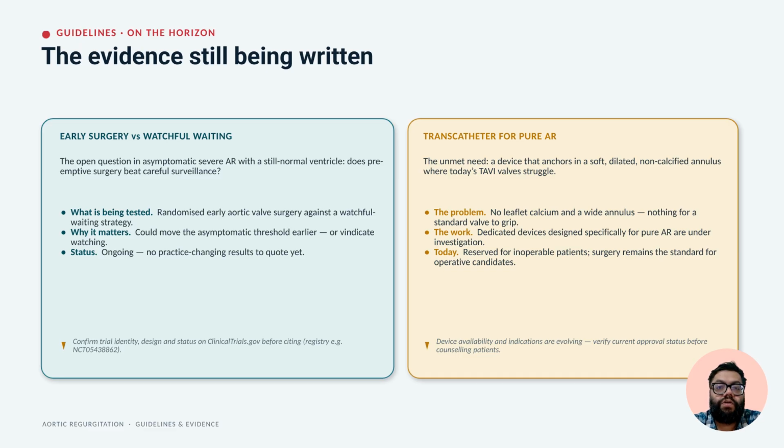The second frontier on the right is transcatheter therapy for pure regurgitation, which today is hamstrung by the very anatomy we keep returning to, a soft, dilated, calcium free annulus that gives a conventional valve nothing to hold. Purpose built devices are in development, but for now, surgery remains the standard for operable patients. Sound informed, stay honest, and flag what is not yet settled.